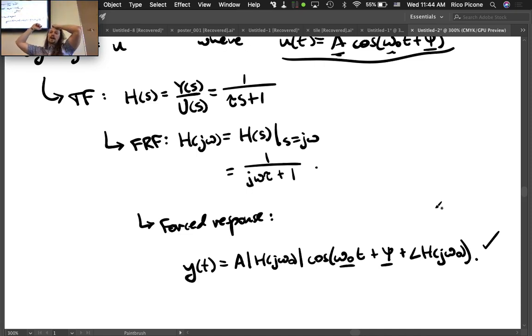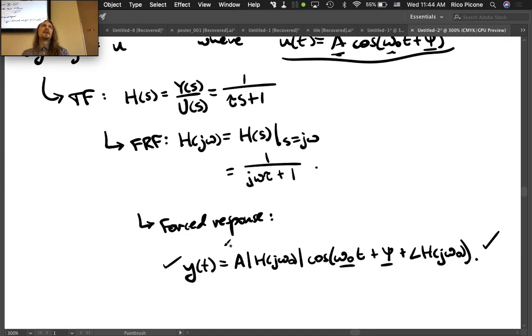And if you do want to find the forced response for a sinusoidal input, it is always way easier. I will venture that it is always way easier to find the frequency response function and use this expression than using the method of undetermined coefficients. That's always more work. It's a pain to do that. So this is quite nice as a result to simplify finding the forced response.